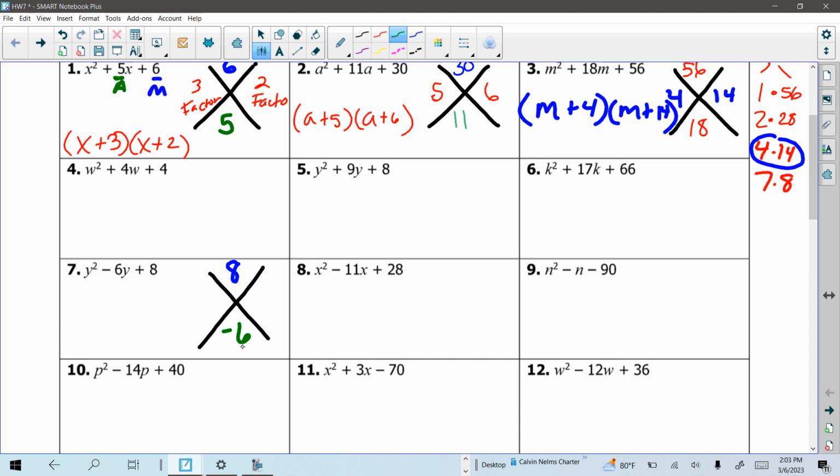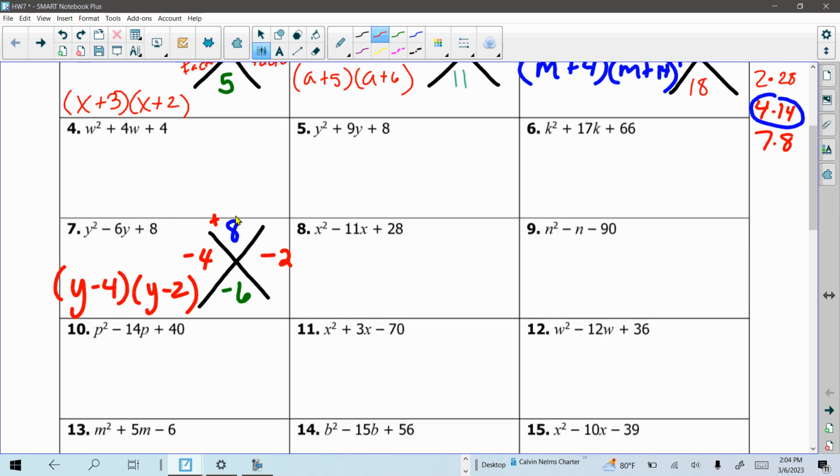Now the only way I can get a positive top is if I have 2 positives, or, well, that doesn't make sense because with 2 positives, the sum is not going to give me negative. So that's a clue that lets me know that these have to be 2 negative numbers. Because a negative times a negative still gives me a positive 8, but a negative plus a negative gives me a negative 6. And I think some of you see this now. This would be a negative 4 and a negative 2. And now I have y minus 4 and y minus 2. So when I see different signs, we have to pay attention to those possibilities that could give me that product that's positive and that sum that's negative.